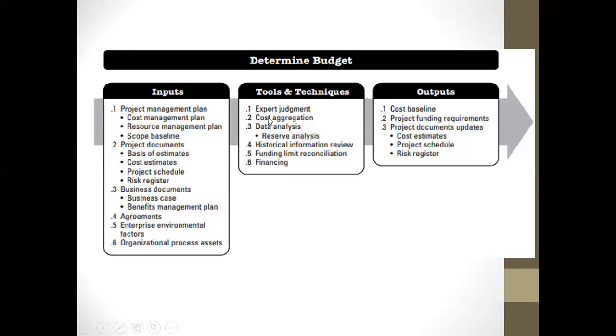Then on the tools and techniques, we'll have expert judgment, cost aggregation, data analysis, where we'll deal more with the reserve analysis. Remember, in determining budget, after aggregating all these costs, I said there should be allowance for a rough order to take care of contingencies as they come up, right? Then we'll also have historical information.